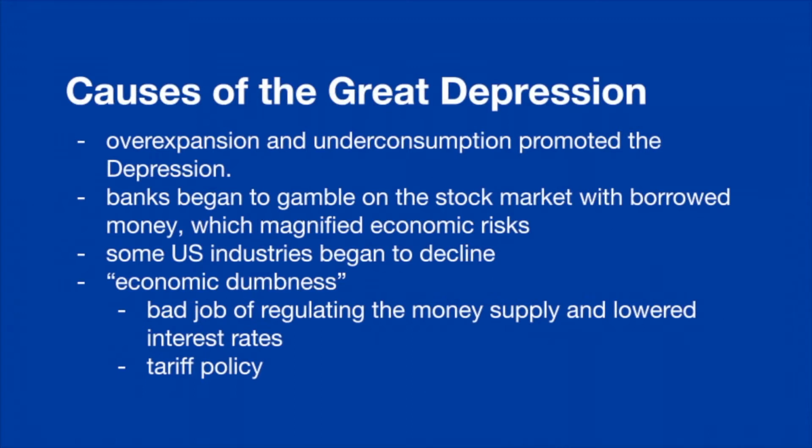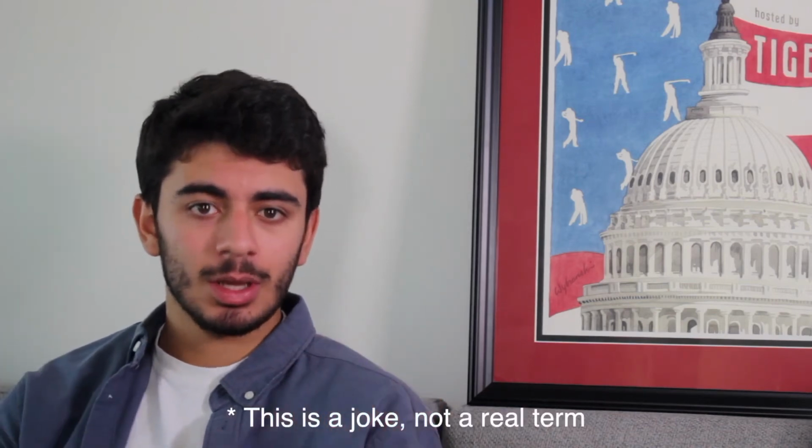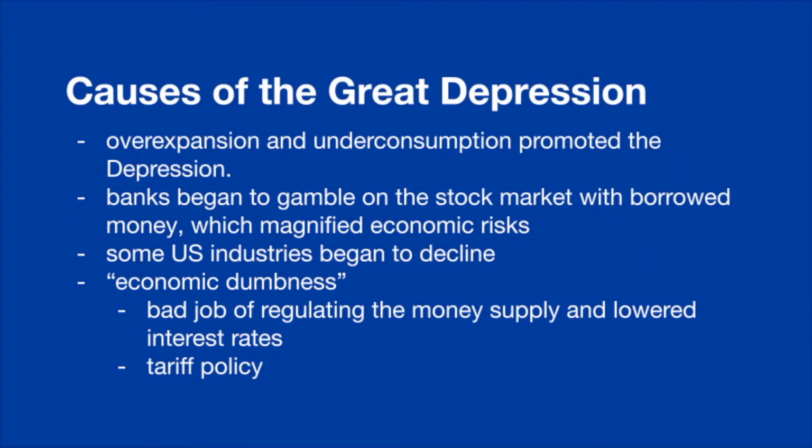Third, some U.S. industries began to decline. Workers in the textile, coal, mining, and railroad industries were laid off, and agriculture took a huge hit. After the war, farmers continued to produce at wartime numbers, causing the price of farm goods to significantly decrease. Lastly, what historians call economic dumbness played a role in the Depression. The Fed did a bad job of regulating the money supply and lowered interest rates. American tariff policy was also highly corrosive to trade between America and Europe.